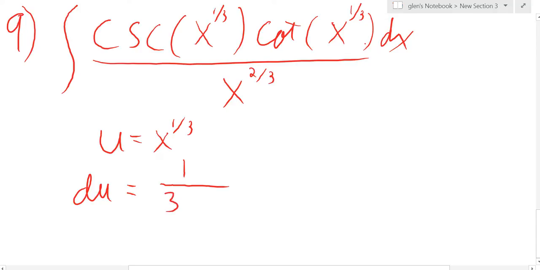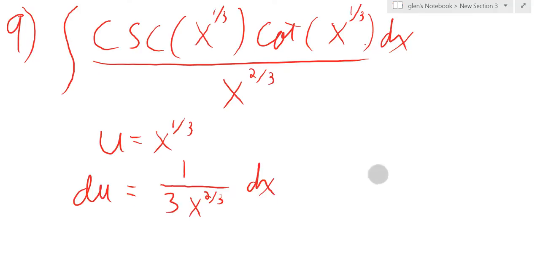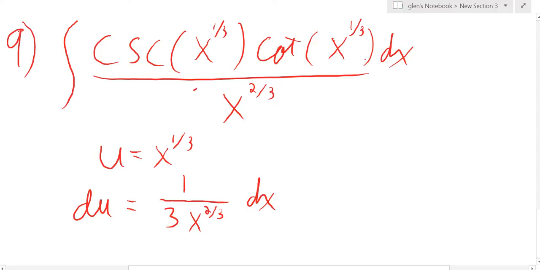If you derive x to the 1/3, you get 1/3 x to the negative 2/3, which just puts it down the denominator, dx. And we have that. We have x to the 2/3 down there. So the only thing we're missing is that constant, which is a 3. And we're allowed to put a 3 in there. But I'm putting a 3 right here on the bottom, which means out front, I'm going to cancel that out by putting a 3 on the top. Then u sub is in replacement for both cosecant and cotangent. So everywhere I see x to the 1/3, that's going to be u.